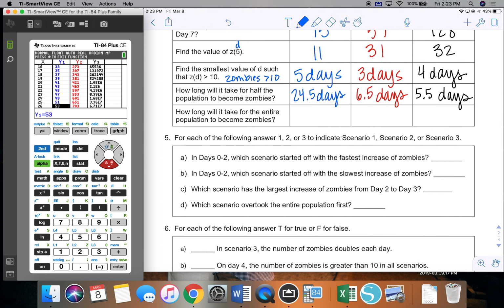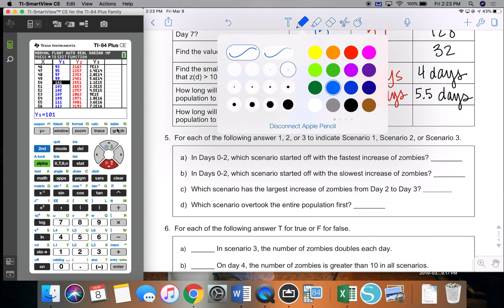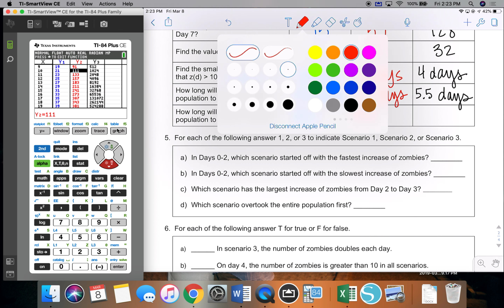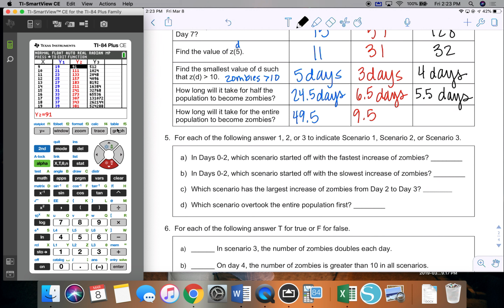And then for the entire population to be affected, so all 100, so between 49 and 50 on blue. Red looking for 100, or over 100. So between 9 and 10. And then black between 6 and 7.